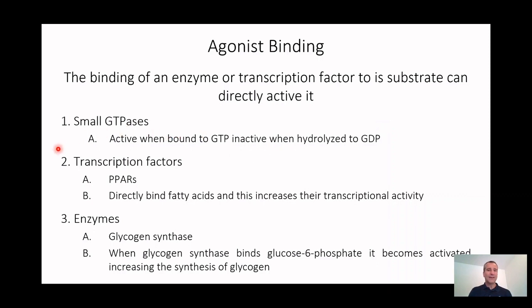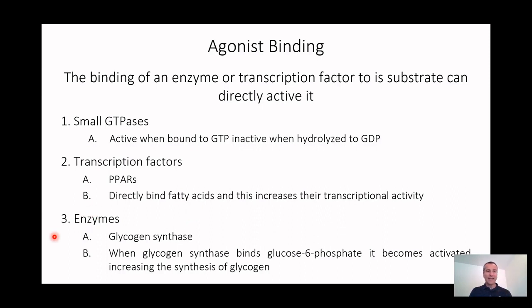So you can also have agonist binding to activate transcription factors. One of them that we're going to talk about is called the PPARs. And the PPARs are a series of fatty acid activated transcription factors. They directly bind fatty acids, and when they're bound to specific fatty acids, they have higher activity. And these enzymes are going to be important for making all of the enzymes that metabolize fats. So when you have more fats in your muscle, you're going to turn on the PPARs. That's going to turn on your ability to break down fatty acids.